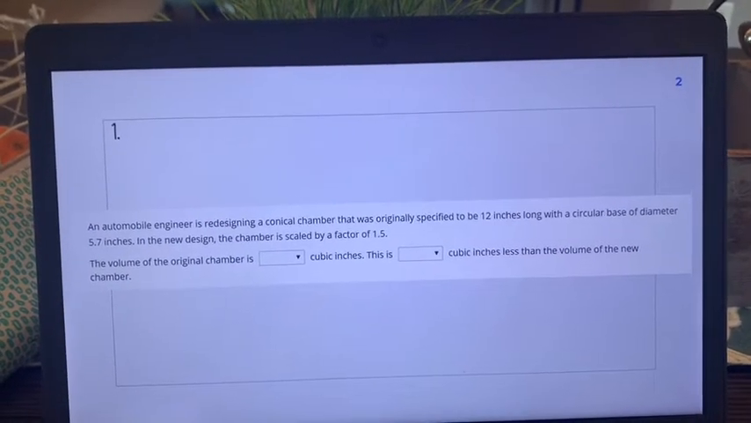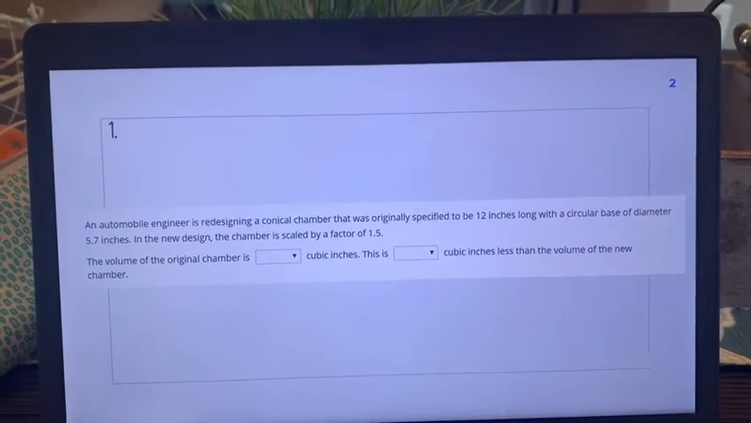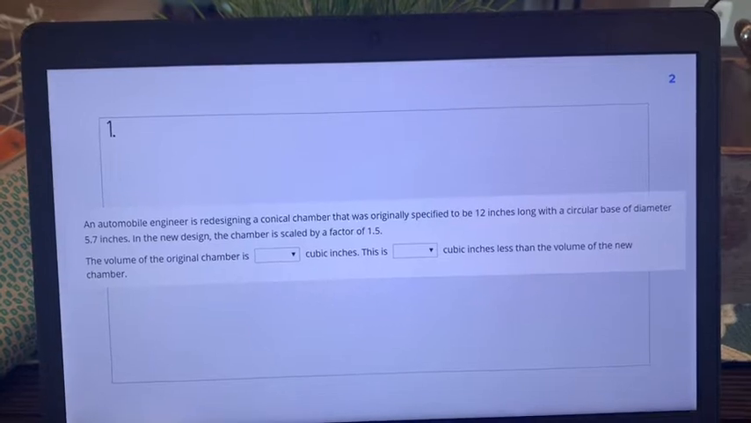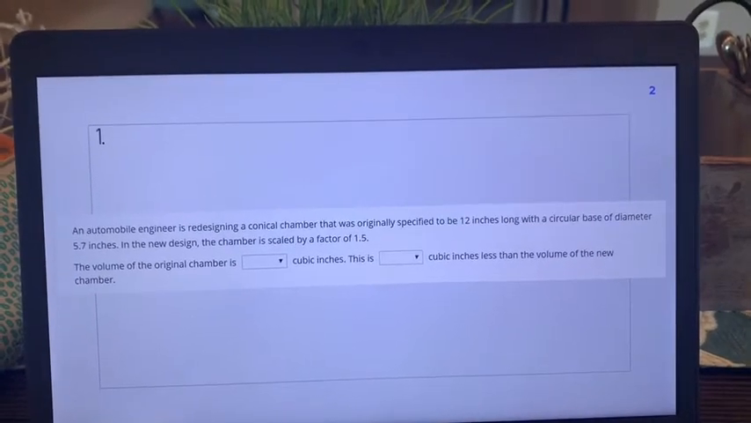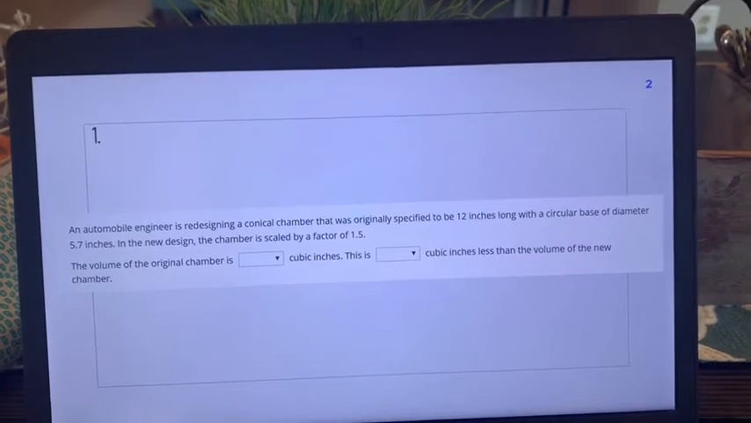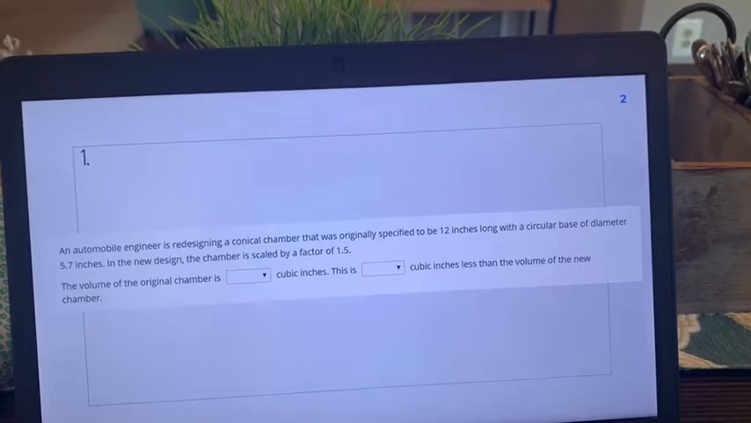The word conical here means we're talking about a cone. So one thing we need to do is calculate the volume of the cone. And then we also have the concept of scaling something. When we scale it by a factor of 1.5, that means we're going to make it bigger by 1.5 times.